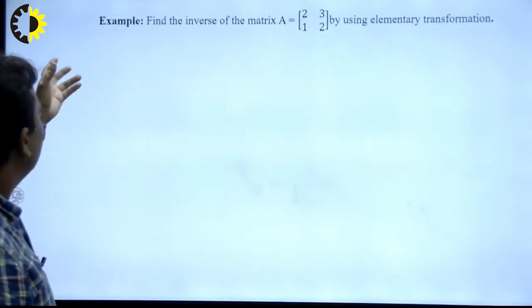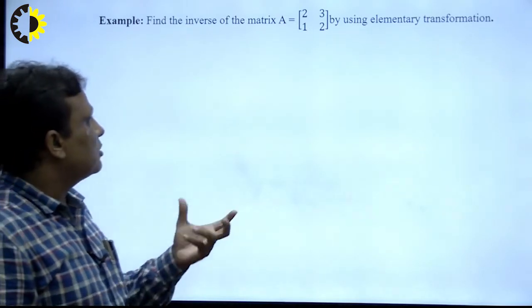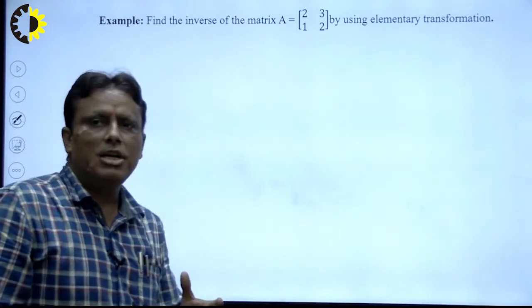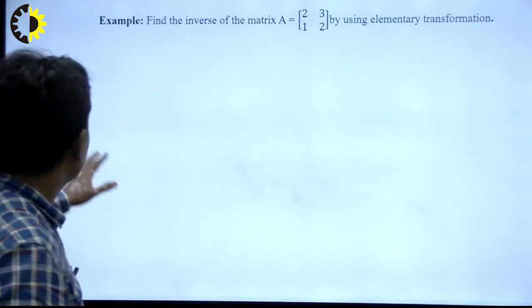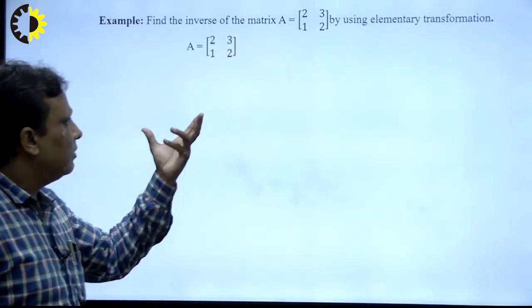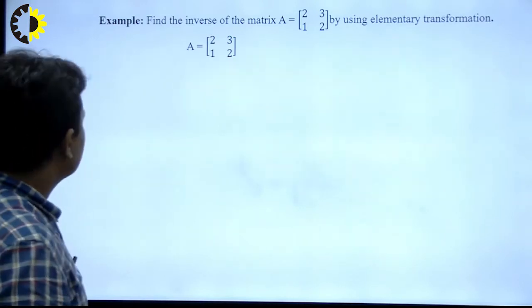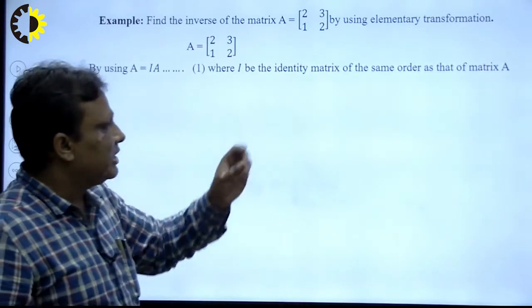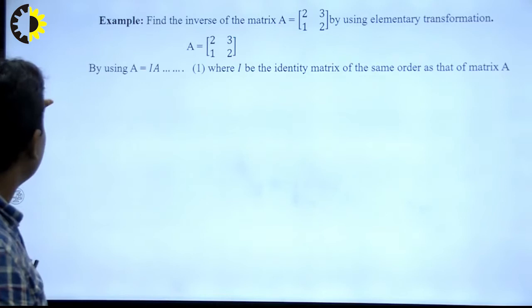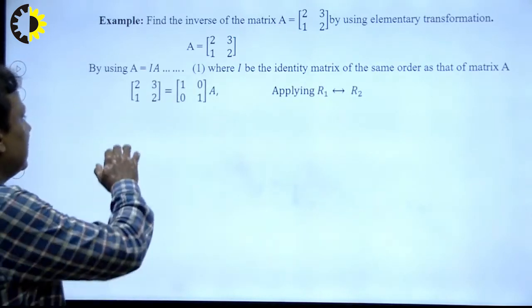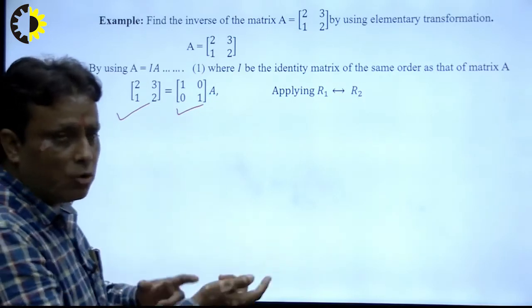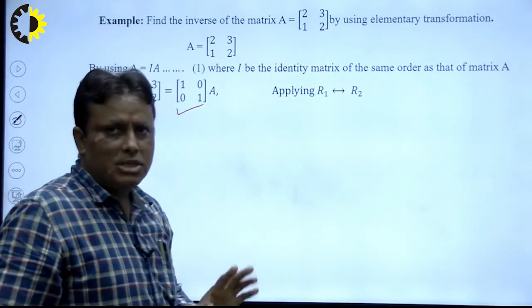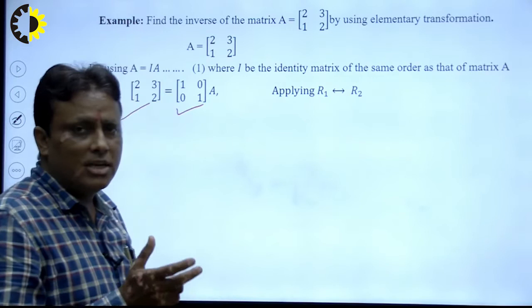Example: find the inverse of a matrix by using elementary transformation. It may be row transformation, it may be column transformation. So A is equal to this, right? First of all I start with the elementary row operation here. So A is equal to IA. A is the given matrix and I is the identity matrix of the same order. The order of this matrix is 2 by 2, so that means we use I2, the identity matrix.